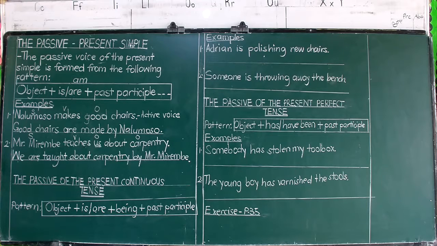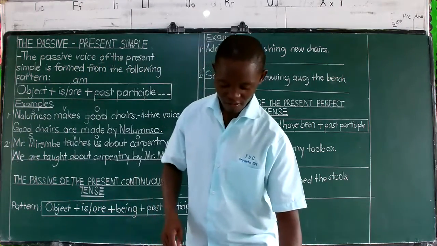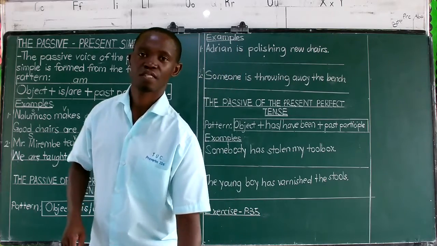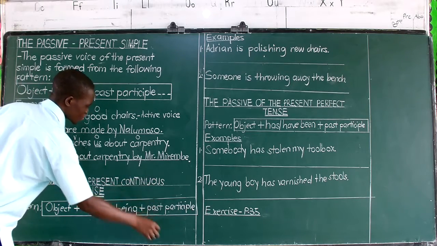So when we have the activity about this, it's a mixed activity about all present tenses. Yes, that should be on page 36. That's where our activity is. Let's now take a look at the passive voice of the present continuous tense.